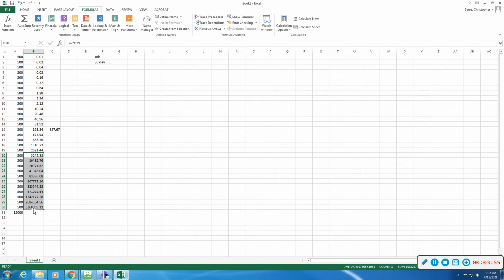1, 2, 3, 4, 5, 6. You will have made $5,368,709.12 on the 30th day. The sum total, if you do the whole column, in that 30 days, 1, 2, 3, 4, 5, 6, you have made $10,737,418.20.